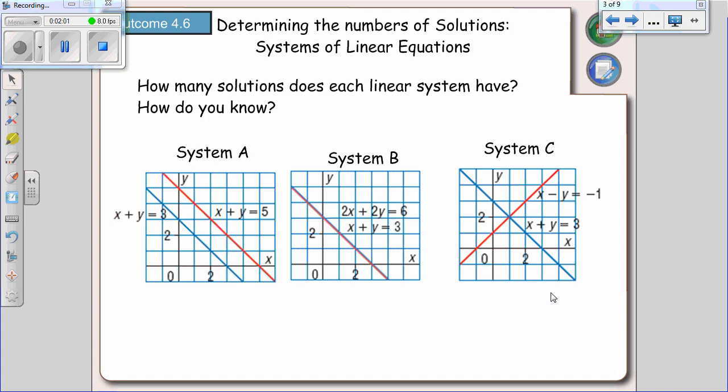System C, how many solutions do we have? 1. Where is it? It's at (1, 2). Again, this is a review. This is literally a slide straight out of grade 10. That should all be familiar, plus we reviewed it on Friday.